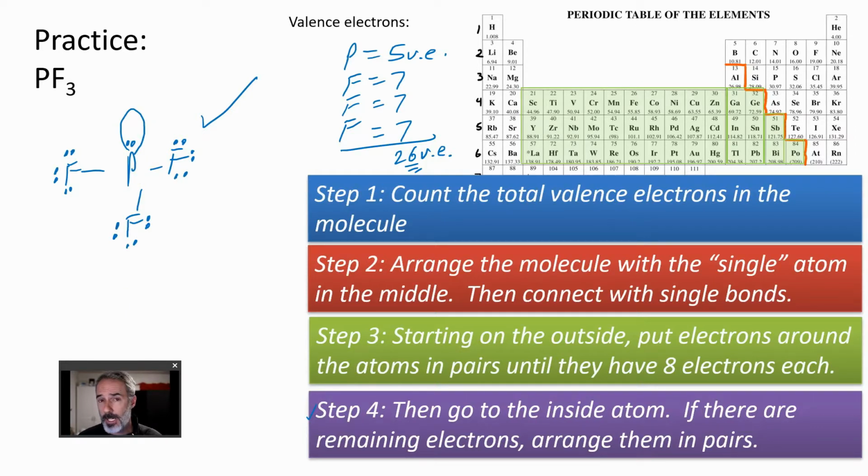Now in the next lesson we're going to get to, actually probably first, what are some exceptions to the octet rule? That's the first thing we're going to do. And then after that we're going to get to, well, when and where do these double and triple bonds show up? Great job.